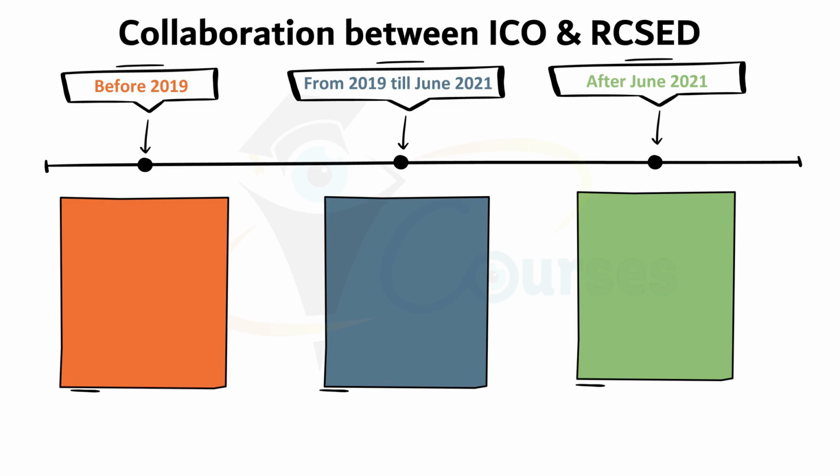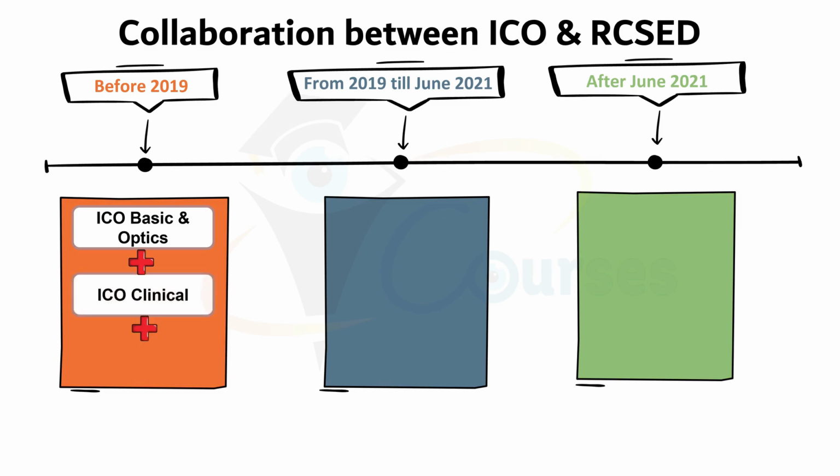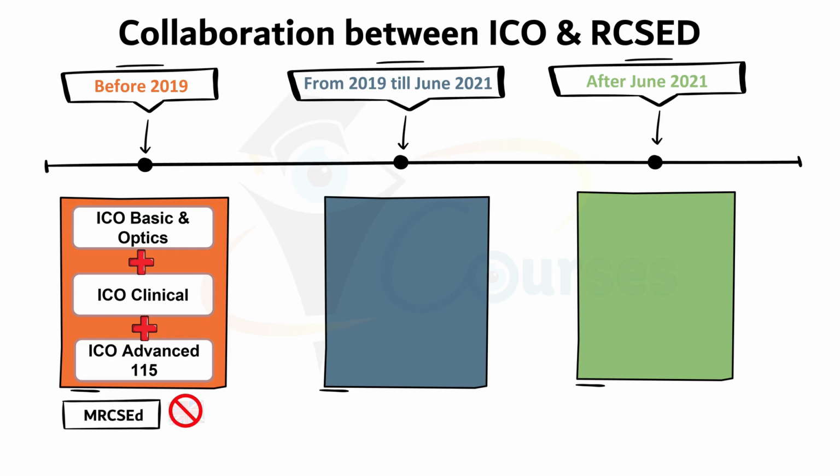2019? If you cleared the ICO exams before 2019, like if you cleared the ICO Basic and Optics, and then you cleared the ICO Clinical, and also passed the ICO Advanced 115, in the past you would be eligible for the FICO fellowship, so you are entitled to be a fellow of the International Council of Ophthalmology. However, after the collaboration, it gives you the advantage of also having the membership of the Royal College of Surgeons of Edinburgh.